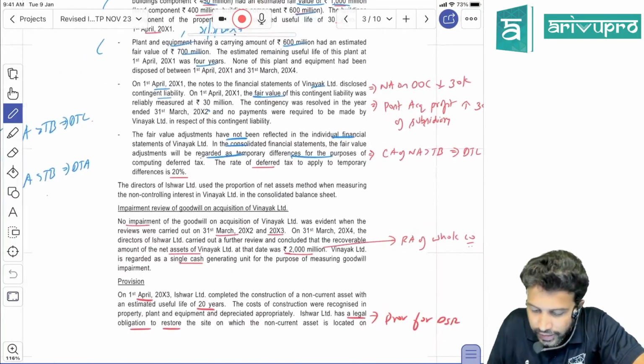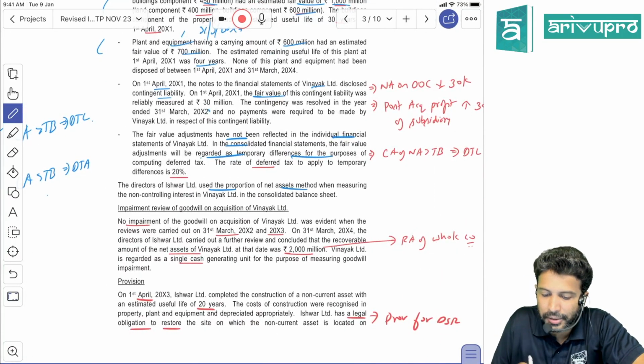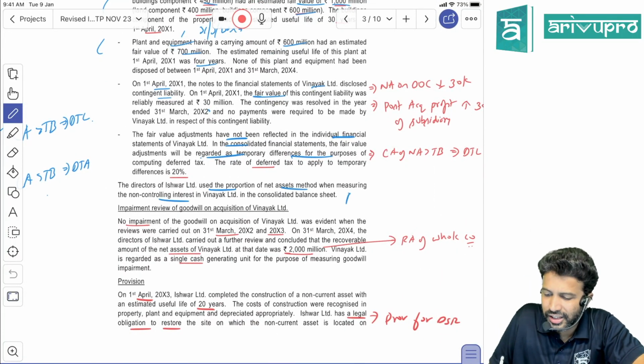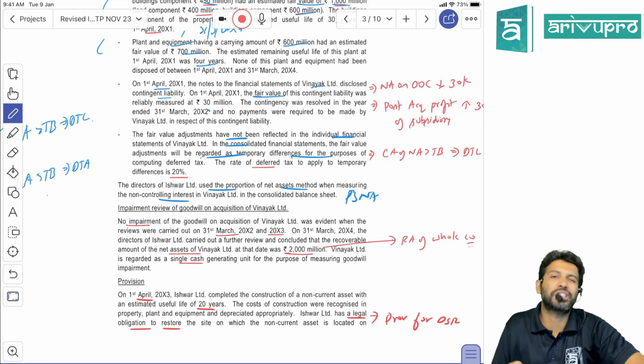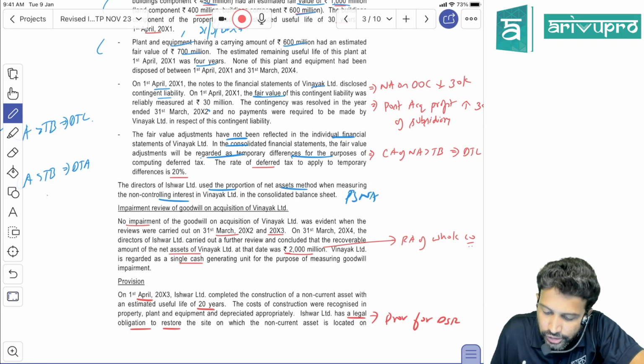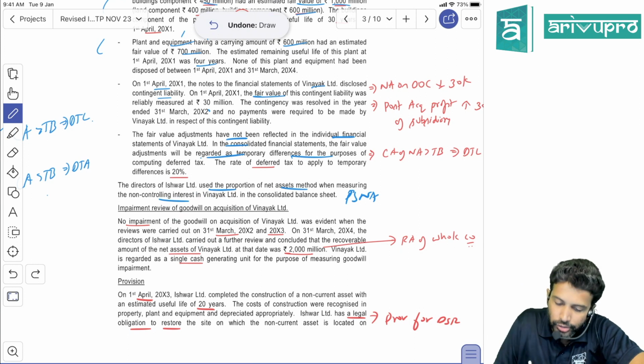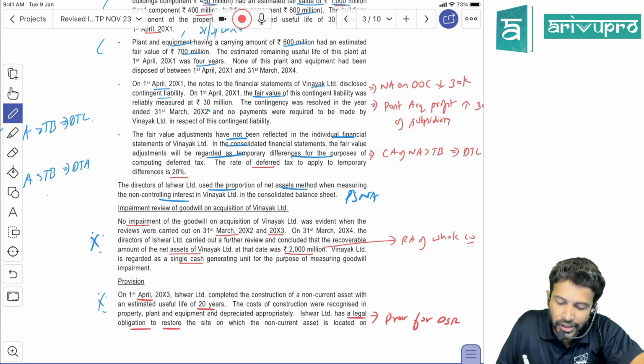Okay. So the directors of Ishwar Limited use the proportion of net asset method when measuring a non-controlling interest. So they are saying net asset is valued on a PSNA, proportionate share of net asset basis. Great. So this one all is impairment. We'll talk about this later. So these two are good adjustments. So we'll talk about this later.